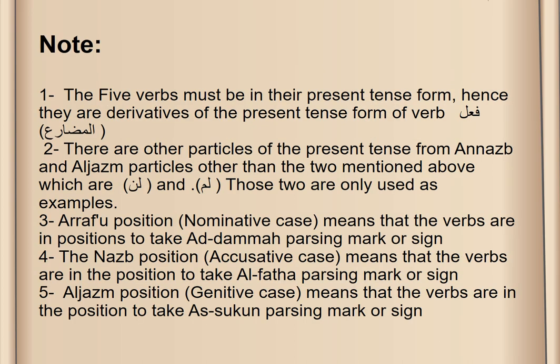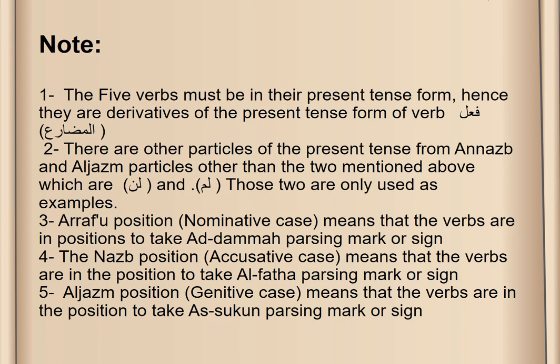Note: 1. The five verbs must be in their present tense form, hence they're derivatives of the present tense form verb, fi'l mudari'. 2. There are other particles of the present tense from al-nasb and al-jazm, other than the two mentioned above, which are lan and lam. Those two are only used as examples.